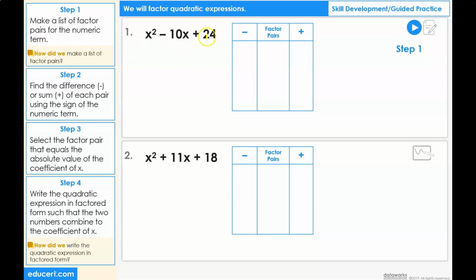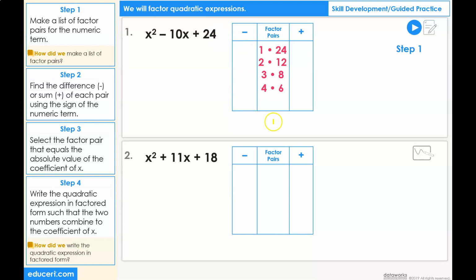The numeric term is 24, and we want to make a list of all the different ways you can multiply numbers that equal 24 using whole numbers. 1 times 24 equals 24. 2 times 12. 3 times 8. 4 times 6 is the last factor pair that equals 24.